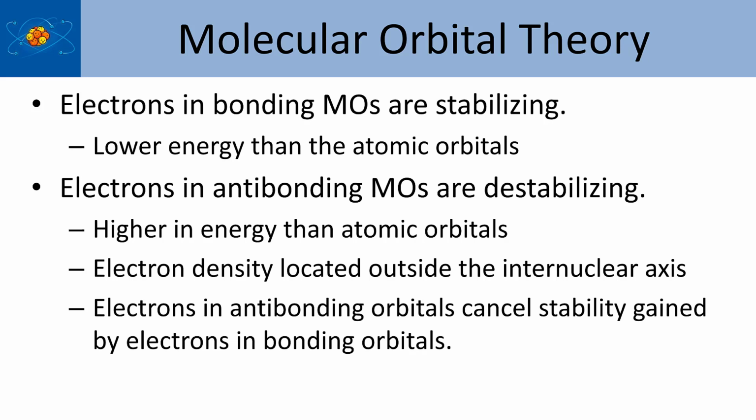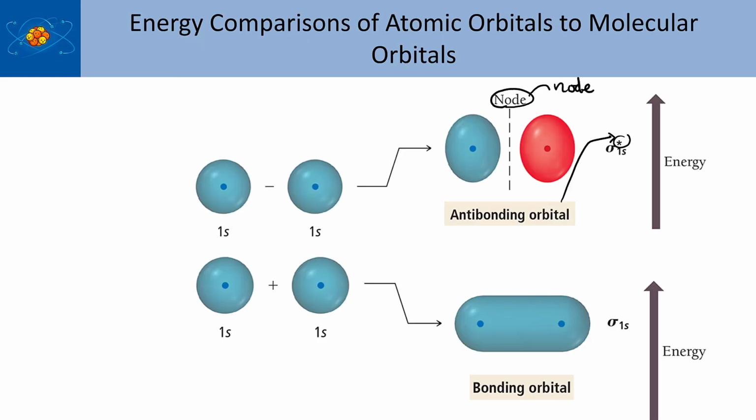The electron density is located out of the internuclear axis. And then electrons in the antibonding orbital end up canceling any stability gained by electrons in the bonding orbital. So, in other words, another way to think about it is if you had lots of electrons up in this region, the atoms would rather separate from each other rather than be bonded. On the other hand, if you have atoms in this region and not in this region, then they'd rather stay bonded than be separated.